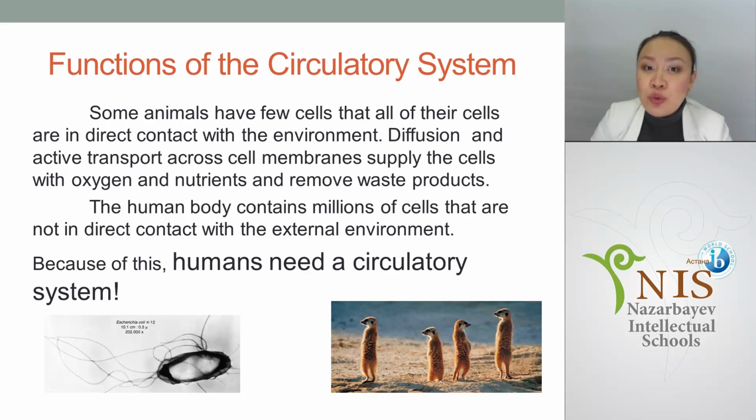But the situation looks different in multicellular organisms. For example, let's say a human being. The human body contains millions and trillions of cells, and our cells are not directly in contact with the environment. That is why we need some system, and that system is the circulatory system.